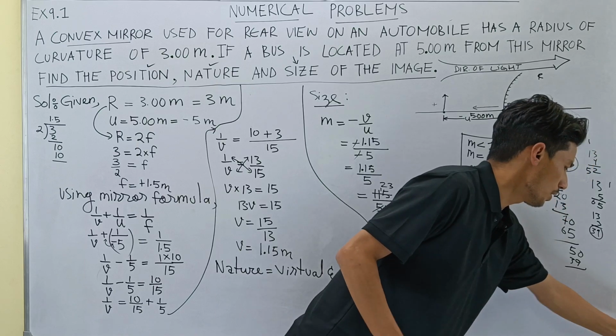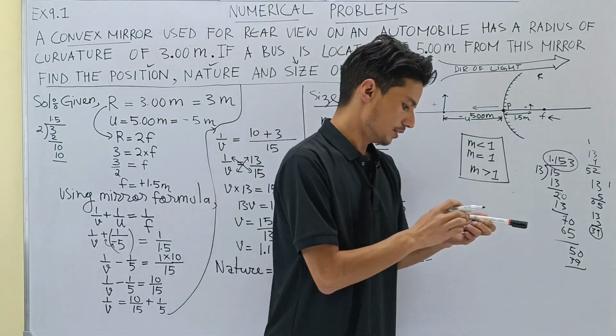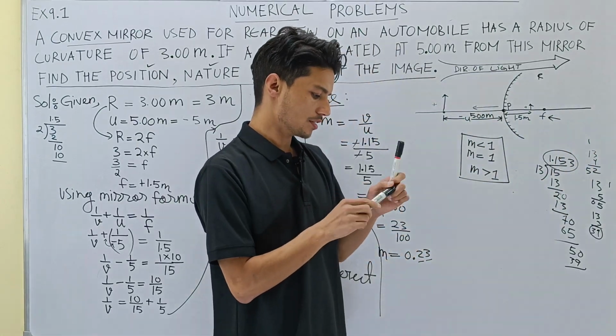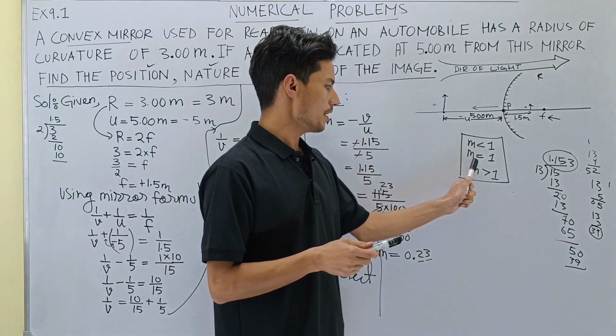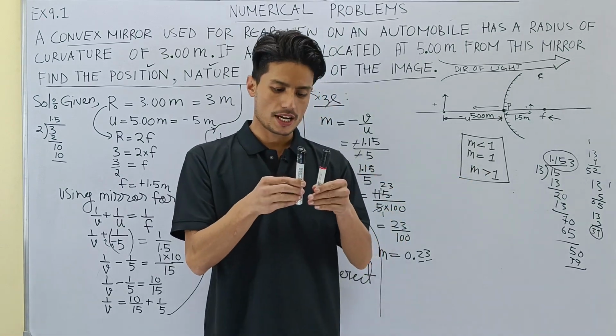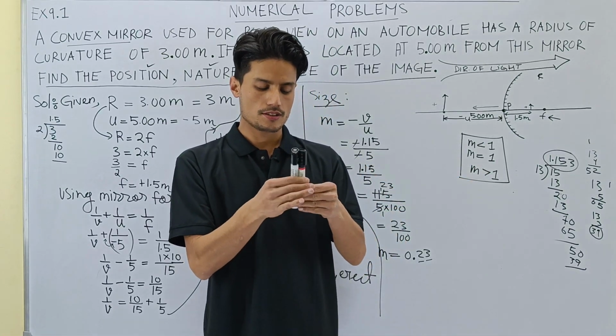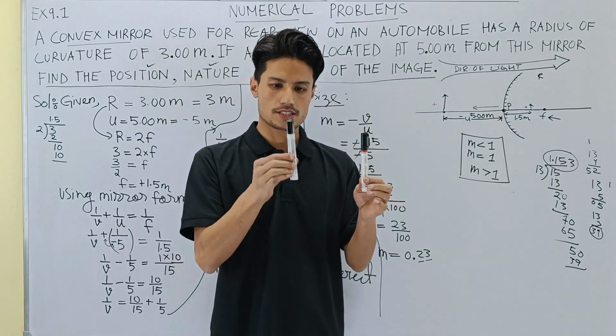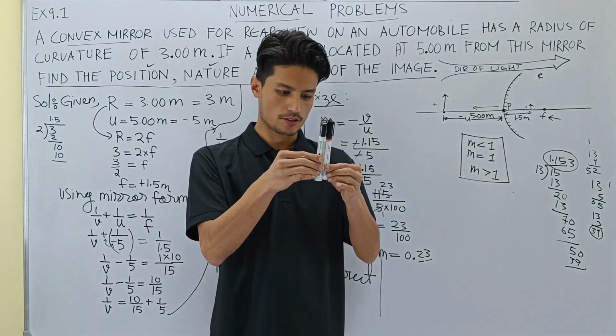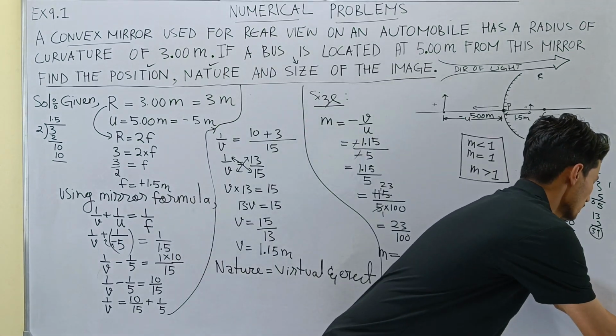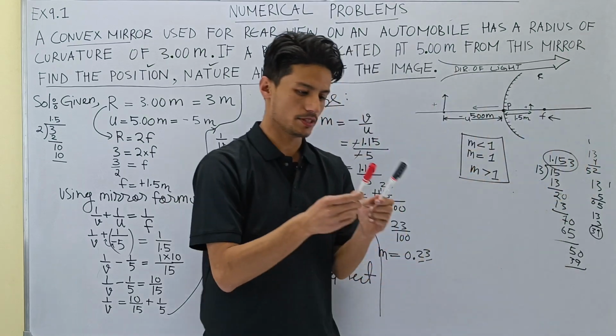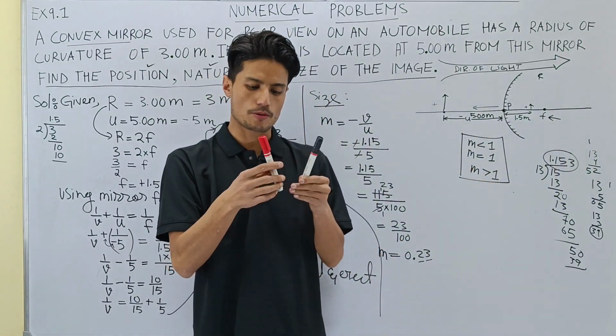So if m is equal to 1, what do you mean by m equal to 1? If m is equal to 1, that means the object height and the image height are the same. If this is the object, this is the image, they're almost the same. Let me use another marker here.